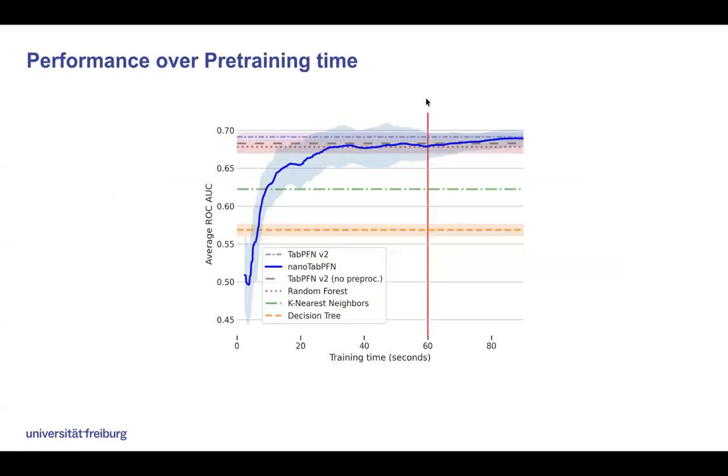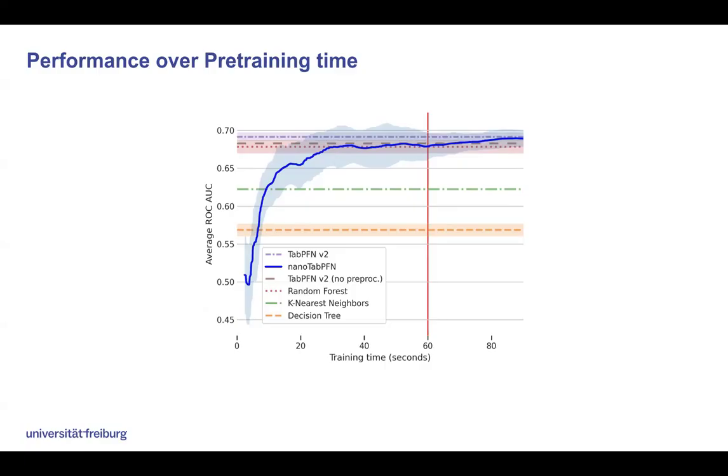So in the workshop paper, we had a small experiment where we pre-trained on small data with 150 data points, 5 features, and we evaluated on slightly larger data, like 200 data points, 10 features, and we looked at the performance over its pre-training time.